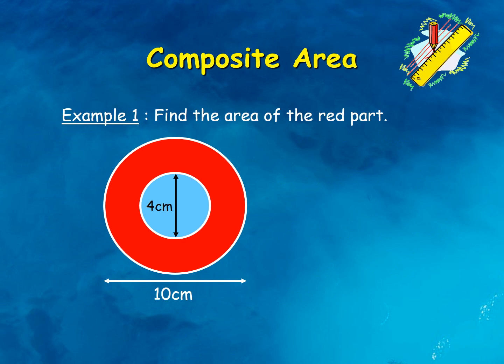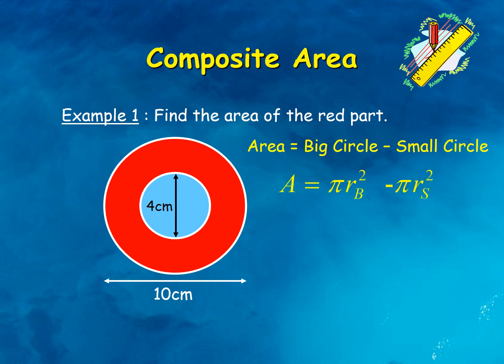Well, now let's find the area of the red part. How will we find the area of this red part? The area of this red part equals the area of the big circle minus the area of the small circle. So how to find the area of the big circle? We know pi r squared. Here this is the big circle and this is the small circle. We know the radius of the big circle will be 5. Why? Because the diameter is the longest distance of this circle, so from here to here will be the diameter. So we'll take half of this one, so it will be 5.